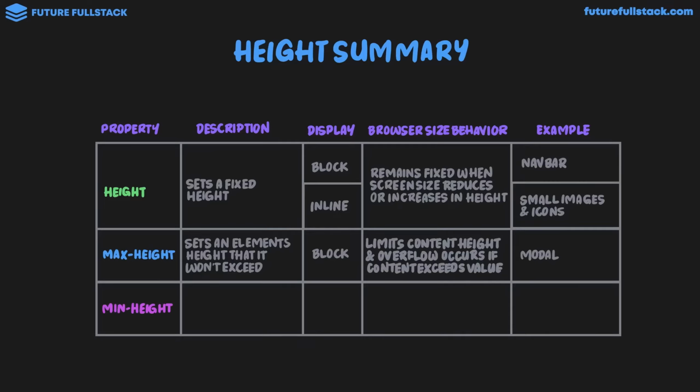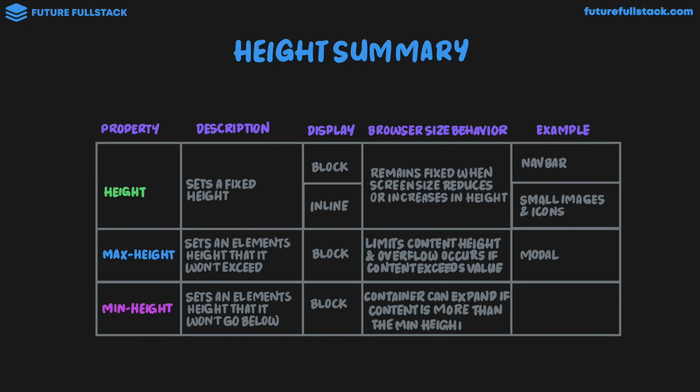For the minimum height property, this sets an element's height that it won't go below. We looked at block elements. For min height browser size behavior, the container can expand if content is more than the min height value. And an example is on section containers, like the card we just saw earlier. In our Quill project, height and minimum height are the properties we will use.